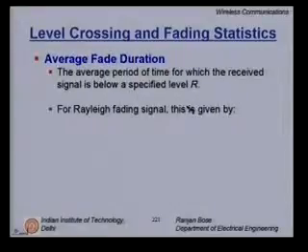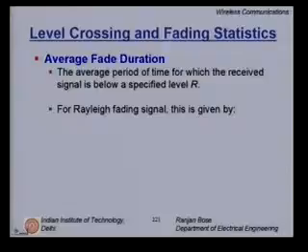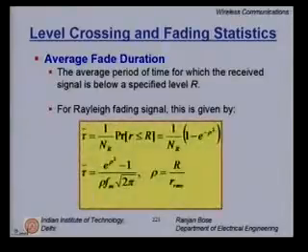Now, let us look at the next important parameter, which is the average fade duration, sometimes also referred to as the average duration of fade in the literature. This is the average period of time for which the received signal is below a specified level R. This R can be specified by us and has to be a function of the receiver sensitivity or the minimum quality of service we wish to give.